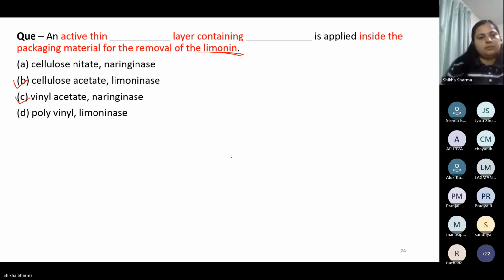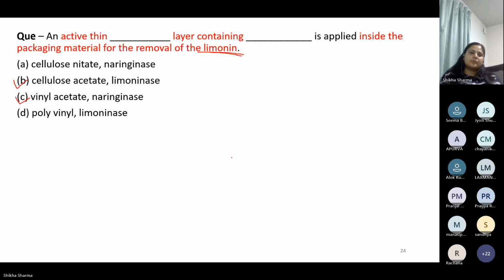Option B, ma'am. Okay. Option B and option C. So can you both give your explanation of how you are selecting B and C? The enzyme has to be naringinase, but I'm confused between cellulose nitrate and vinyl acetate.